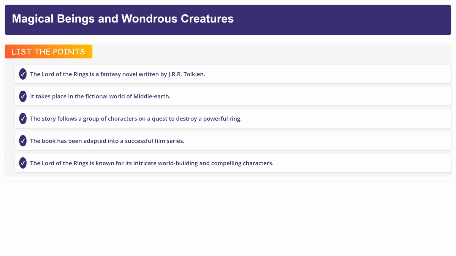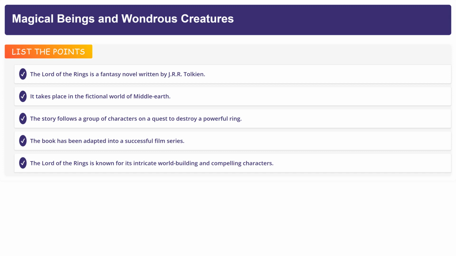In this segment, we will encounter the fantastical creatures and magical beings that inhabit the pages of The Lord of the Rings. From the wise and powerful wizards to the ancient and noble elves, be prepared to be captivated by the diverse and mystical inhabitants of Tolkien's imagination. Let's dive deeper into the enchanting world of magical beings and wondrous creatures in The Lord of the Rings.